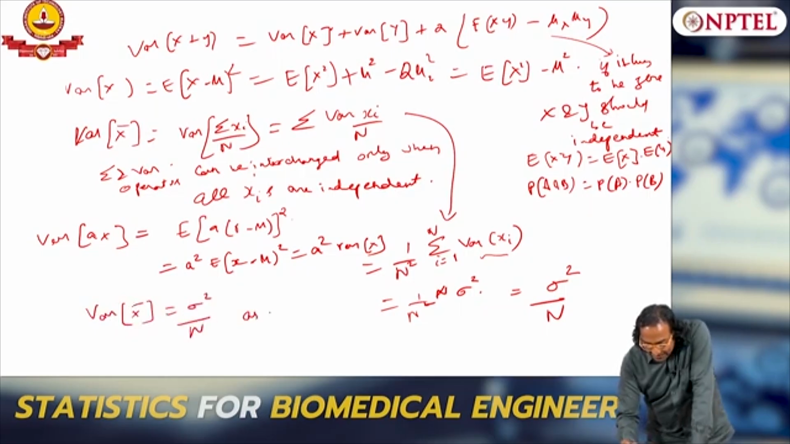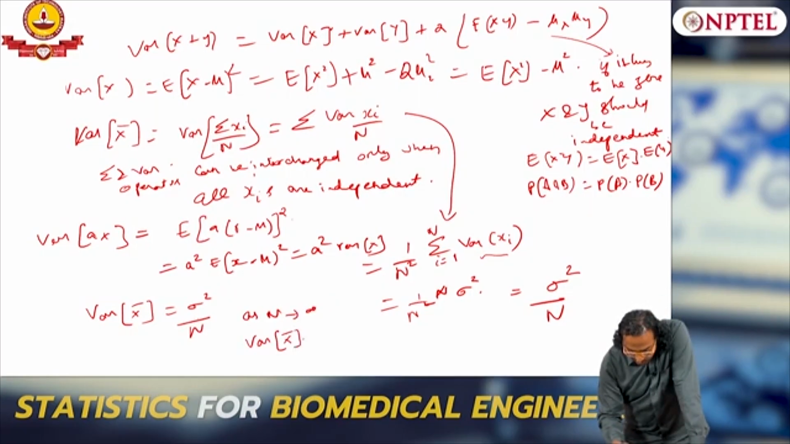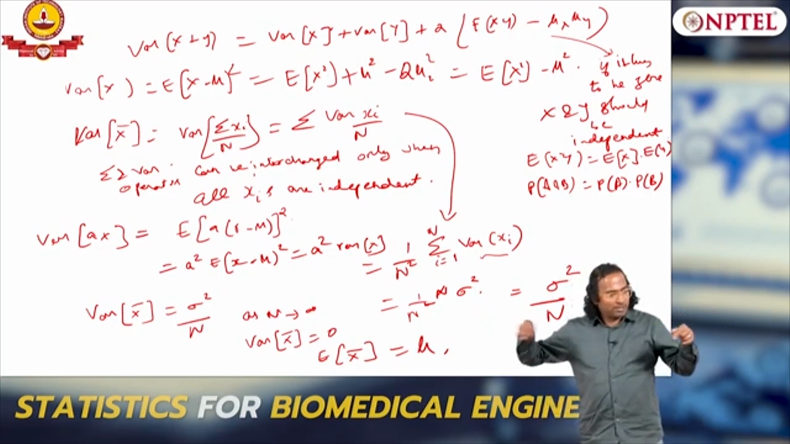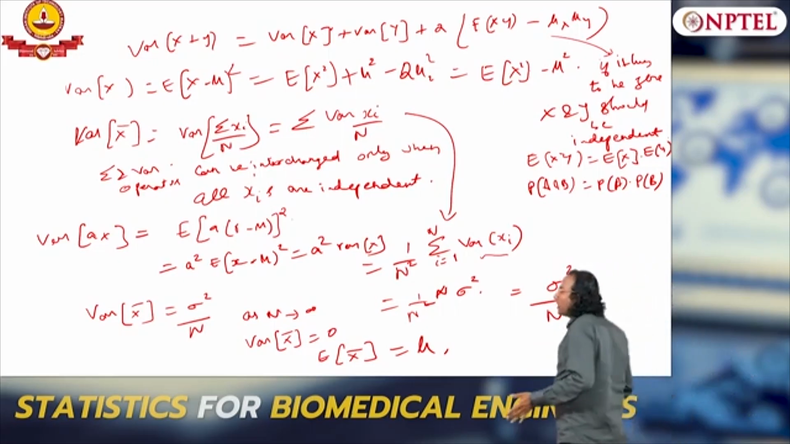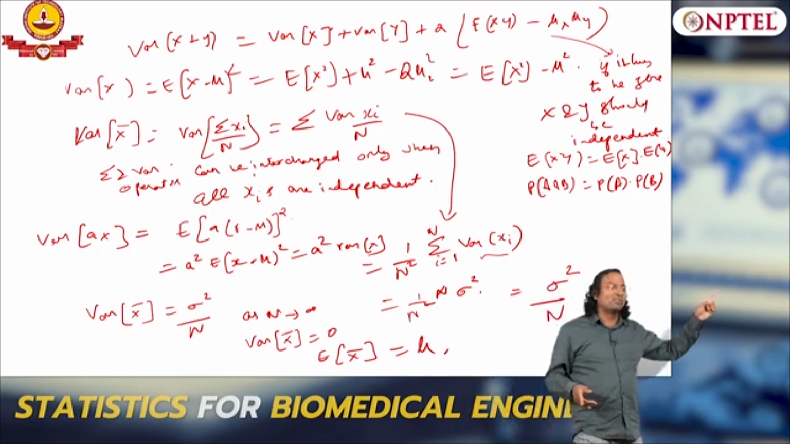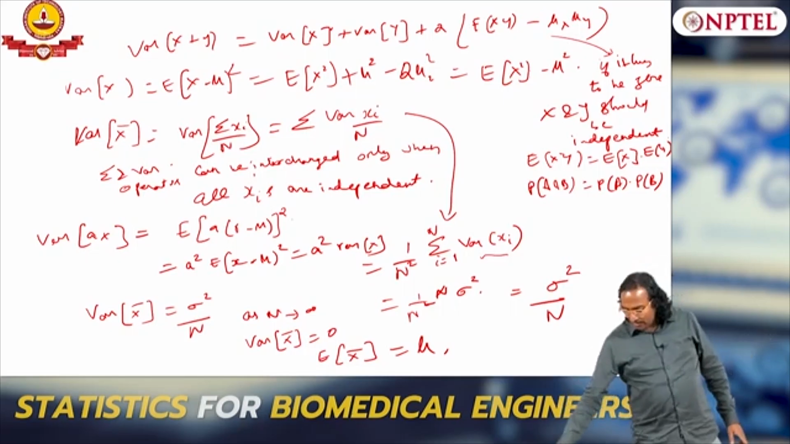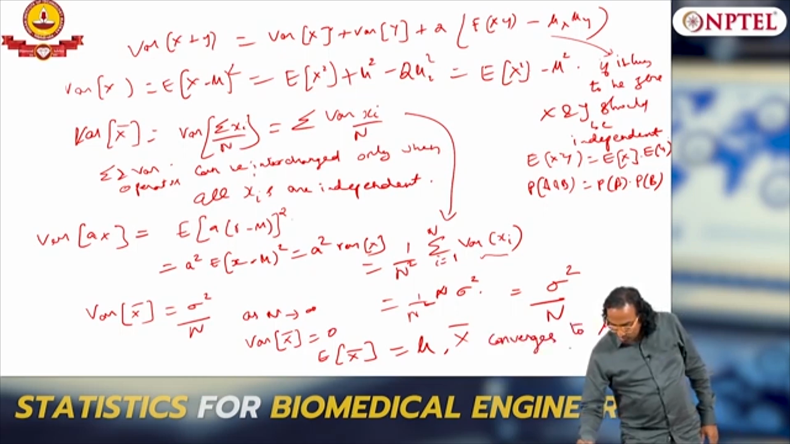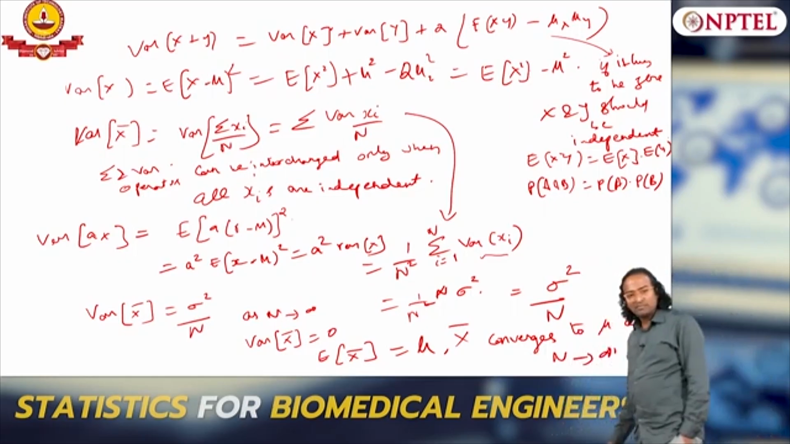So what happens as n tends to infinity? Variance of x bar tends to 0, and expectation of x bar we know is mu. So as n tends to infinity, expectation of x bar is mu and variance of x bar is 0. That means x bar becomes mu, x bar equals mu as n is equal to infinity. That is why you use this formula. x bar converges to mu as n tends to infinity. Make sense everyone? Clear?